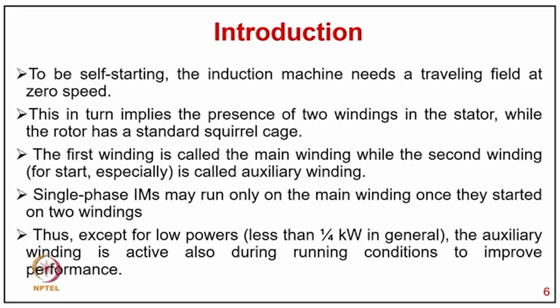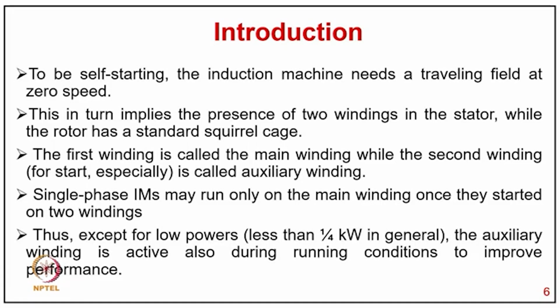As we know, the single phase induction motor is not self-starting. To make it self-starting, the single phase induction machine needs a travelling field at zero speed, which in turn implies the presence of two windings in the stator, while the rotor has a standard squirrel cage. The first winding is called the main winding, while the second winding is called the auxiliary winding or starting winding, and is in general called the auxiliary winding.